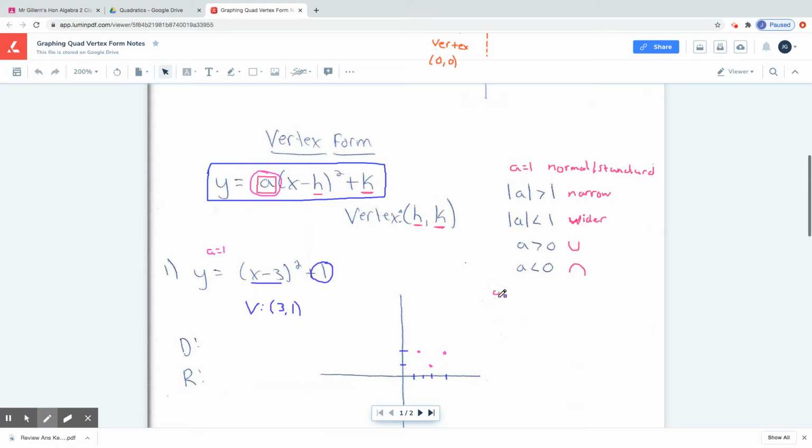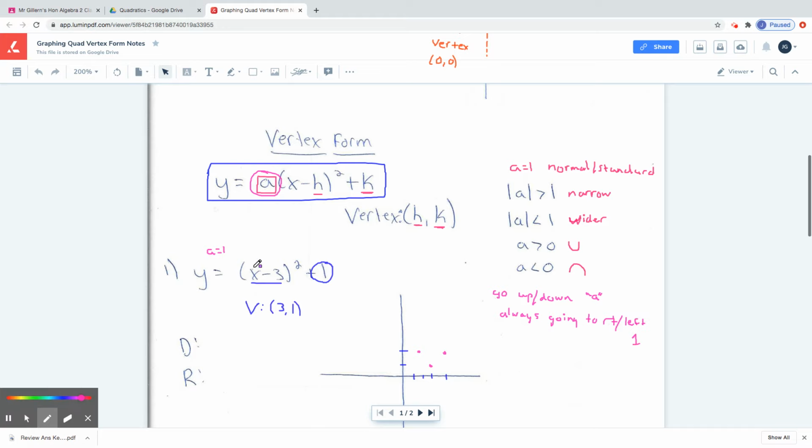So you're going to go up or down A. So whatever A is, that's how much you're going to go up or down. If it's positive, you go up. If it's negative, you go down. And we are always going to the right and left 1.